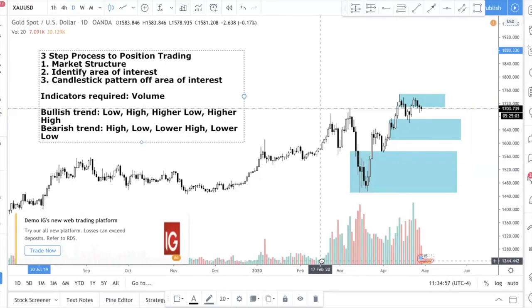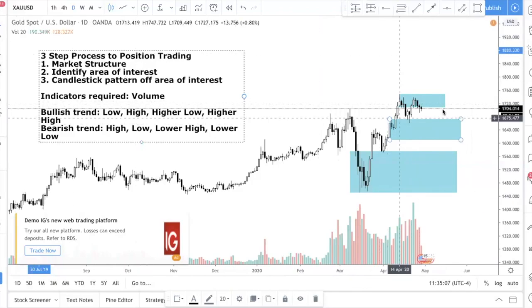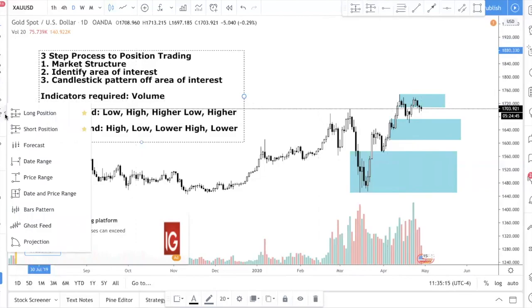I don't want to go into the specific candlestick patterns, but basically you are looking for a pattern such as a pin bar or an engulfing pattern at the area of interest. So let's say price is over here now. Earlier on I said that there's resistance above. So there's two ways you can actually buy.